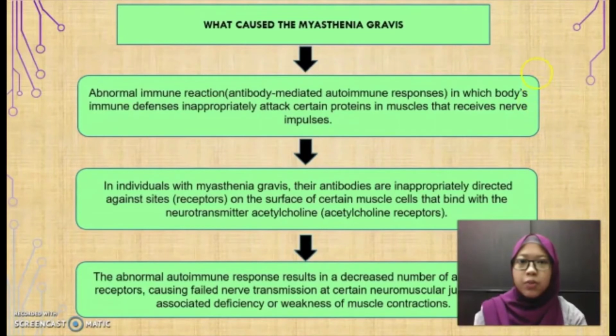So what causes myasthenia gravis? The first is an abnormal immune reaction, which is an antibody-mediated autoimmune response in which the body's immune defense inappropriately attacks certain proteins in muscles that receive nerve impulses. In individuals with myasthenia gravis, their antibodies are inappropriately directed against receptors on the surface of certain muscle cells that bind with the neurotransmitter acetylcholine. The abnormal autoimmune response results in a decreased number of acetylcholine receptors, which can cause failed nerve transmission at certain neuromuscular junctions and associated deficiency or weakness of muscle contraction.